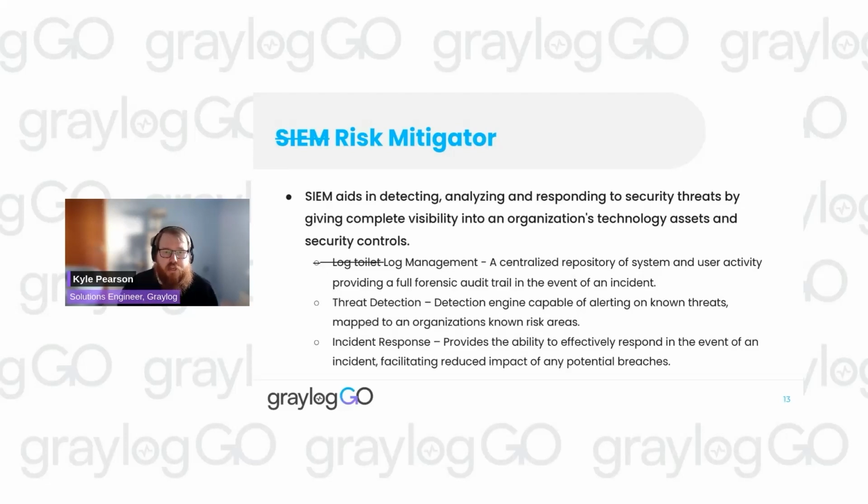You can also use it for threat detection, where you have a detection engine capable of alerting on known threats mapped to an organization's known risk areas. One of the things that I'm going to talk to you about today is how use cases should be mapped to the risk that you know about in your environment. We'll get to that as we go through. It's also about incident response. We talked about having that full forensic audit trail, but it also provides the capability to respond to an incident when it's happening. It's about reducing the impact when something happens, because we can identify not just what systems are hit, but all the adjacent systems, and assess the full impact of what's going on in the event of a breach.